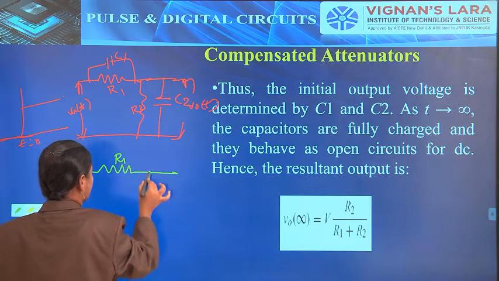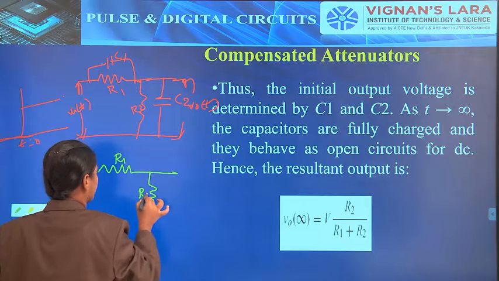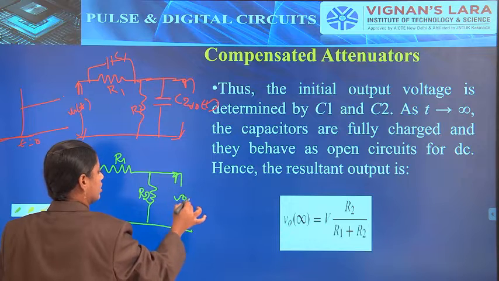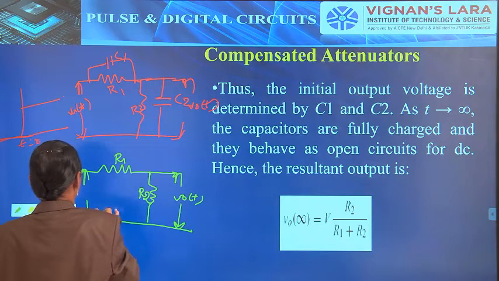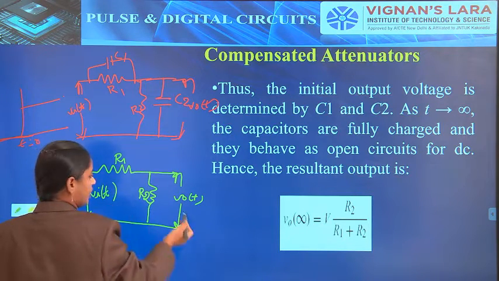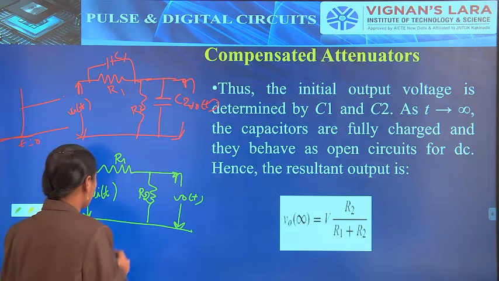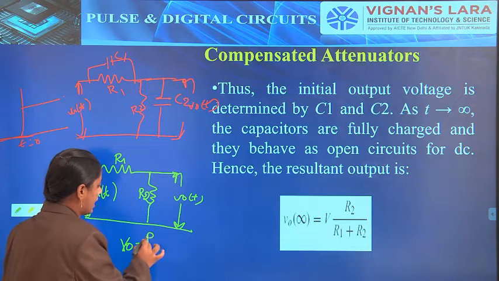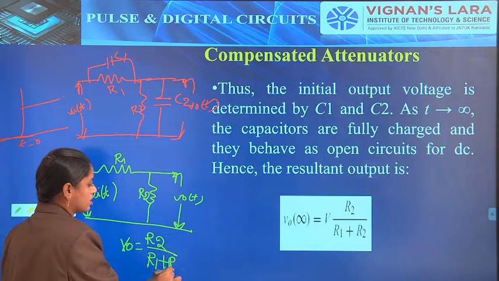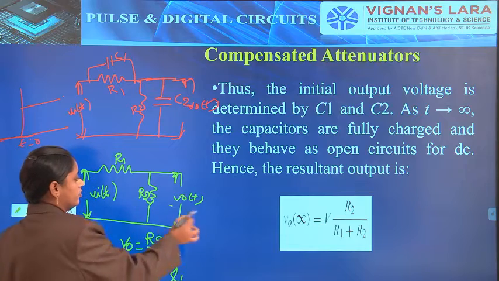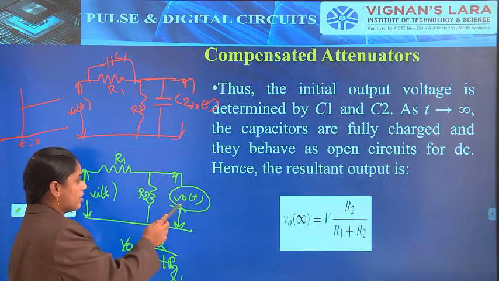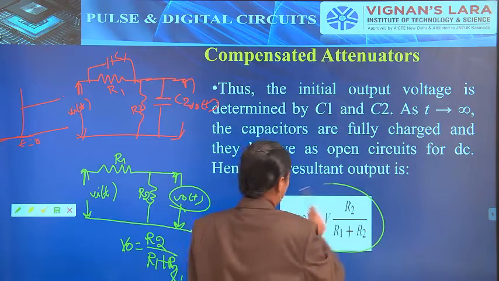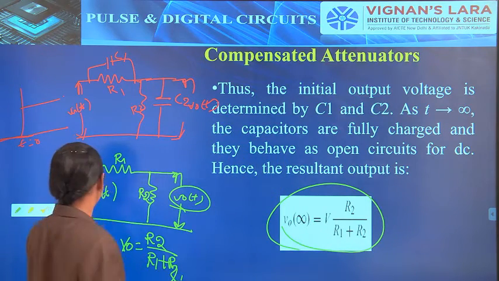So the circuit will be like this: R1, R2, V0 of t and Vi of t. From this circuit we can find the output V0, which is taken across R2, so it is R2 by R1 plus R2. This is V0 at the infinite condition.